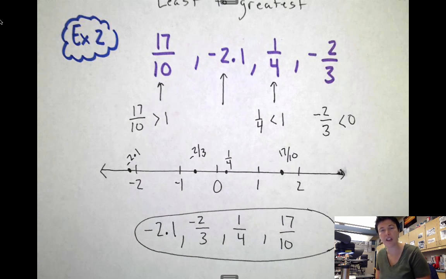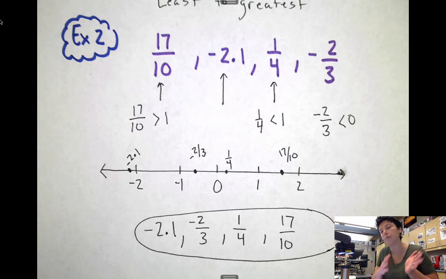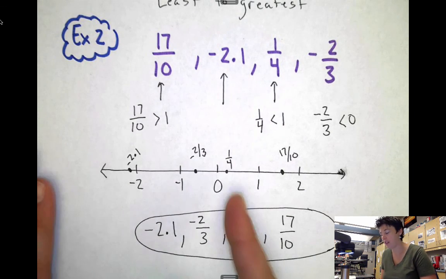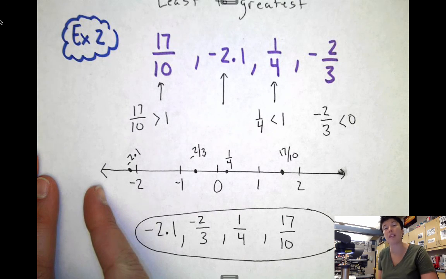So hopefully that helps. The idea with this video is you just want to be able to put numbers in order from small to big, remembering that the most negative is the least. So you have to keep that in mind on the number line.